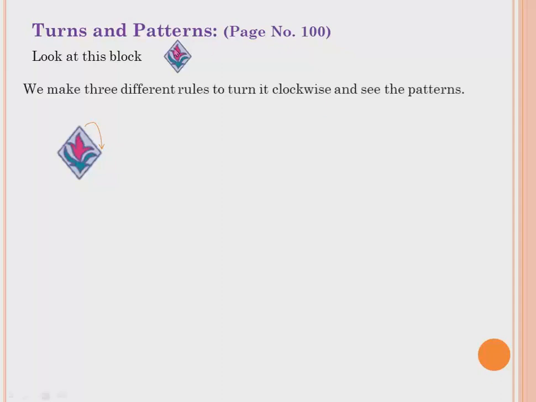Understood, children? Now, Turns and Patterns, page number 100. Look at this block. See here, one block is given for you. We make 3 different rules to turn it clockwise and see the patterns. Now they are saying that they are making 3 different rules. Now let's see the first one. Repeat it with a 1/4 turn.